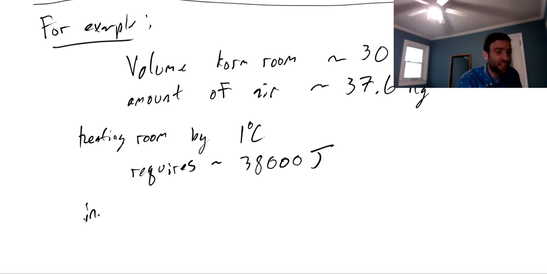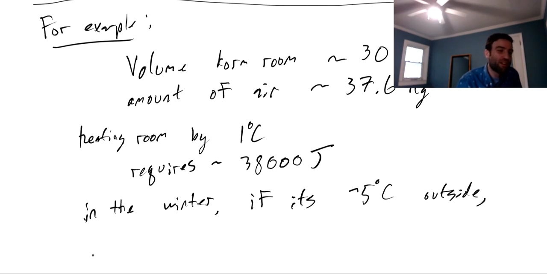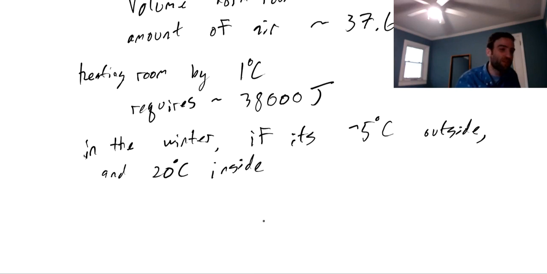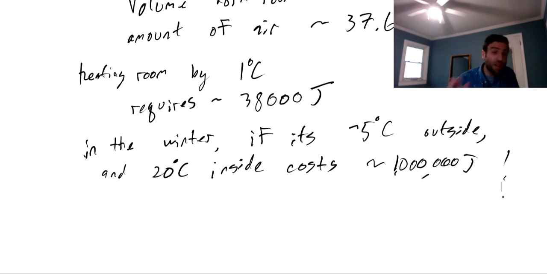So if it's a cold day in Atlanta, a very cold day by Atlanta standards, for instance, like in the winter, if it's -5 degrees Celsius outside and 20 degrees Celsius inside, and you, for whatever reason, open up your window and let your room then, pretty quickly fills up with that blast of cold air, the energetic cost of raising the temperature in the room back from -5 Celsius to 20 Celsius is 25 times that number, right? So that costs almost 1 million joules of energy, right?